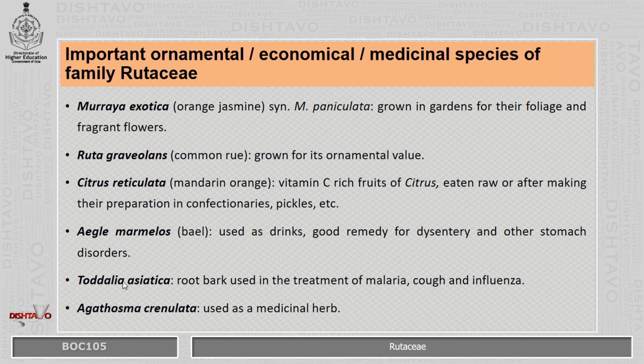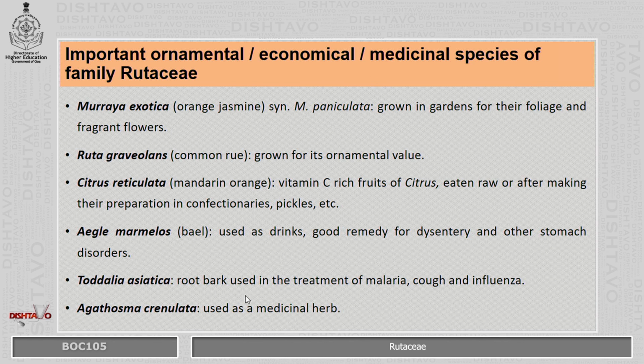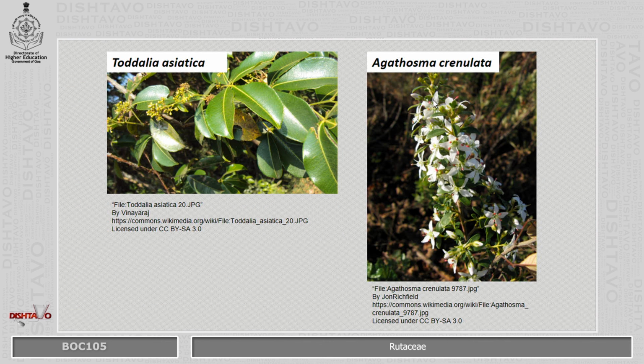Then some of the medicinally important species again, like Toddalia asiatica. I will show the picture. This is Toddalia asiatica. The root bark is used in the treatment of malaria. It is even used as a cough remedy and for influenza. Then Agathosma crenulata is again a medicinal herb. You can see the picture of Agathosma crenulata. It is used in some Ayurvedic preparations.